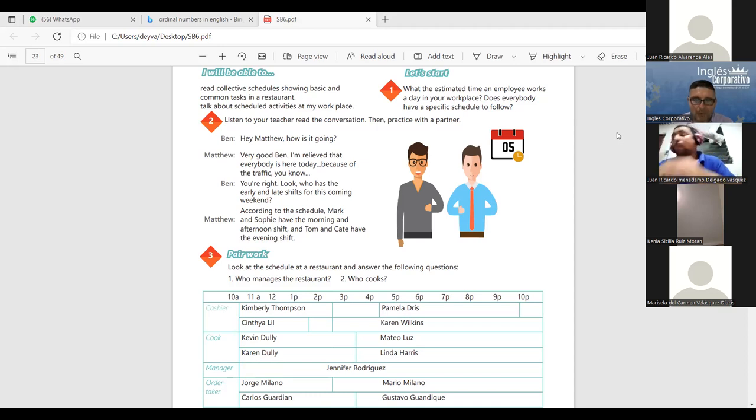Okay, so vamos a trabajar en pareja. You will do exercise 1 and 2. So tiene que hablar acerca del estimado número de horas que trabaja la gente en su lugar de trabajo. Va a responder si todos tienen un horario específico a seguir. And when you finish those two questions, you practice your pronunciation with exercise 2. Are the instructions clear, people? Yes, clear, teacher. Okay. Very good.